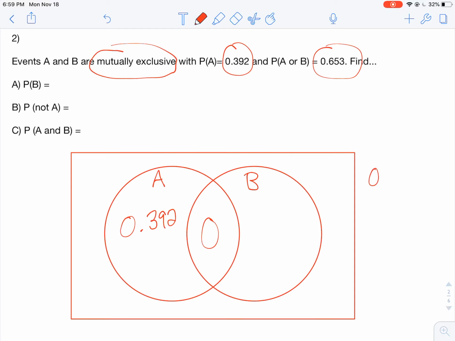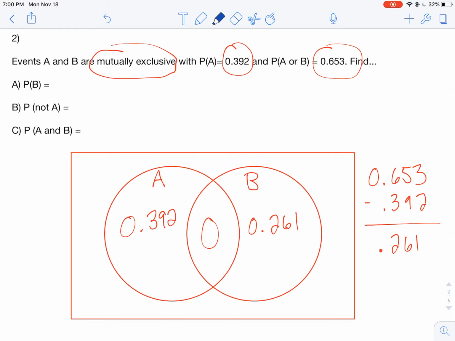So, I'm going to take that 0.653, subtract 0.392, and I get, of course, I'm going to use my calculator here. I recommend you do the same thing, but if you want to do out the subtraction, go ahead. All right, I get 0.261. The probability of B happening is going to be 0.261.